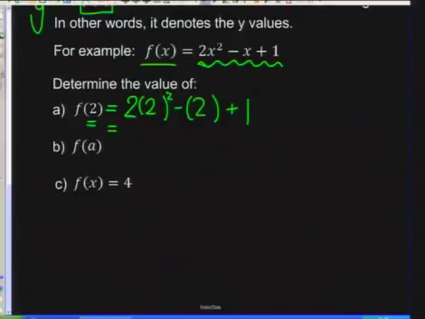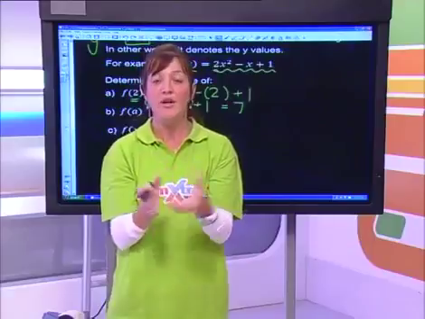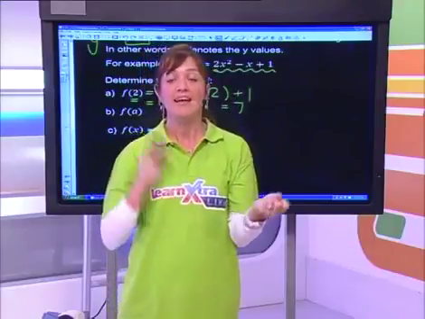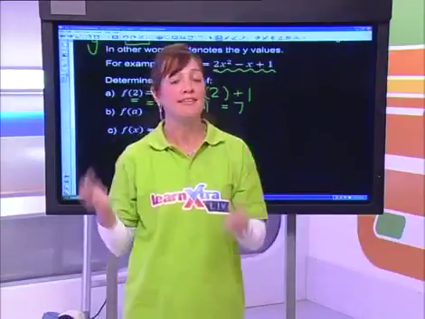So that's going to be 4 times 2, which is 8. I've got minus 2, and I've got plus 1. And that's going to give us 7. So according to this function, according to this relational rule, when I've got an x value of 2 and I plugged it into the equation, out came a y value of 7.